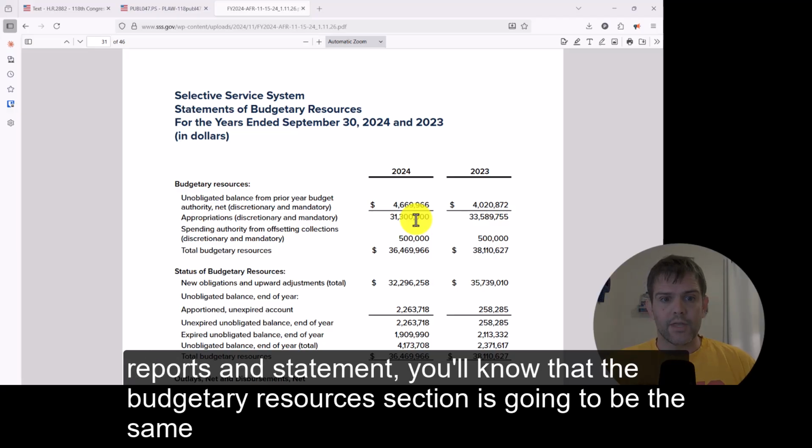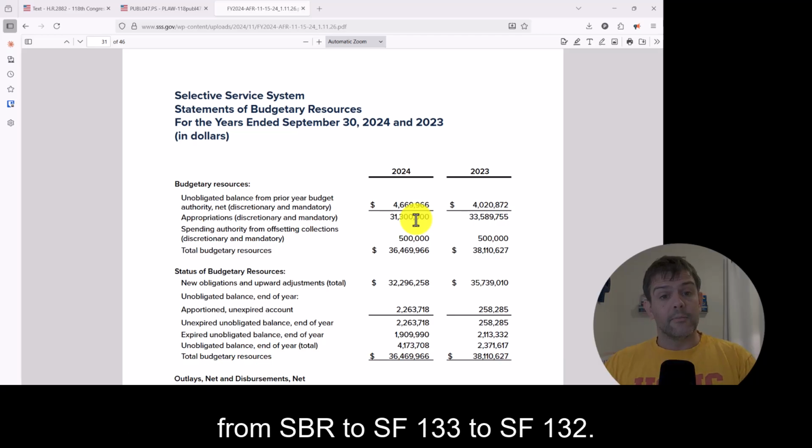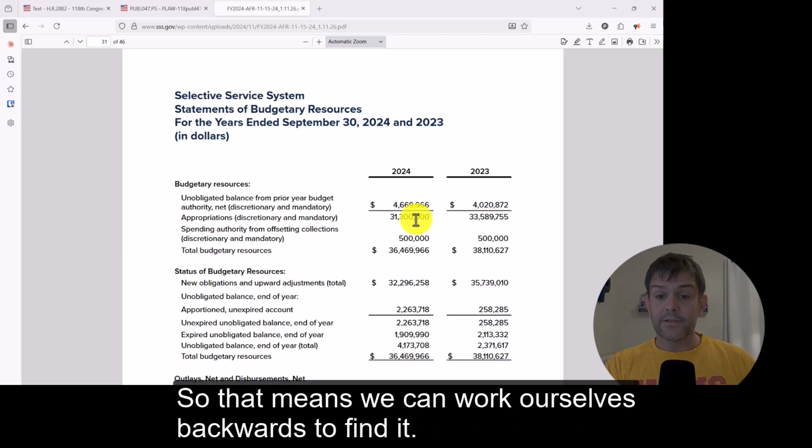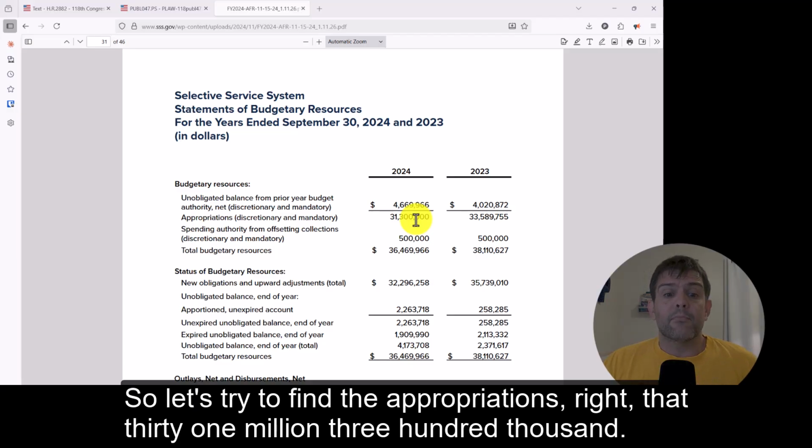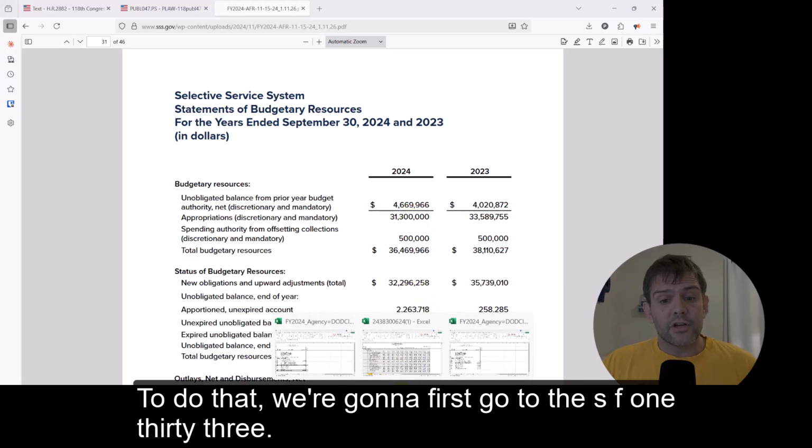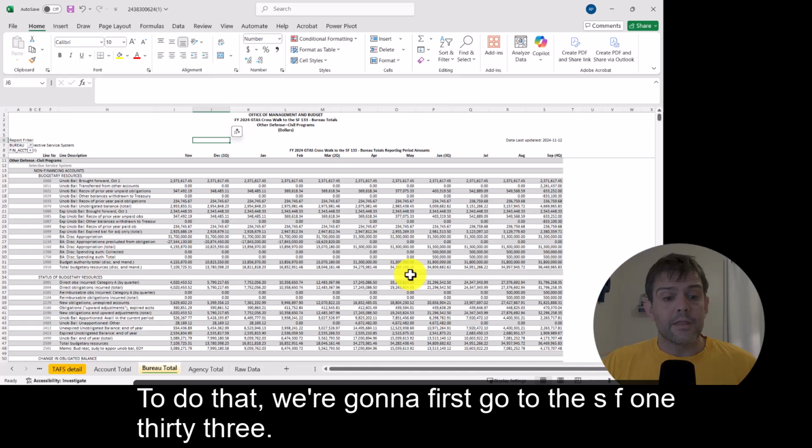Now, if you remember from some of our earlier trainings where we talk about the various budgetary reports and statements, you'll know that the budgetary resources section is going to be the same from SBR to 133 to 132. So that means we can work ourselves backwards to find it. So let's try to find the appropriations, right? That $31,300,000. To do that, we're going to first go to the SF-133.